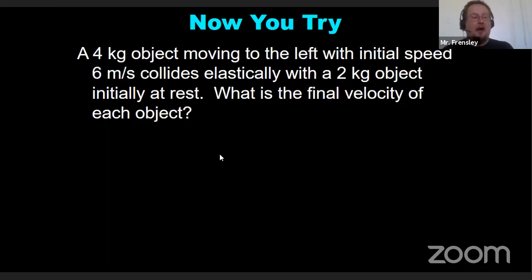All right, so here's some guided practice for you. You're going to try it right now. You're going to get a couple of minutes here, 2 different numbers here. So we have a 4 kilogram object moving to the left with initial speed 6 meters per second, collides elastically with a 2 kilogram object initially at rest. What's the final velocity of each object? I'm treating right as positive, so we're starting with a negative initial velocity. Deal with that. On your mark, get set, take a stab at it.